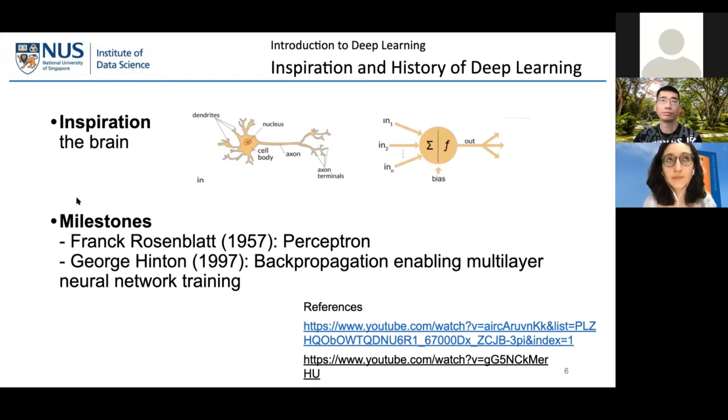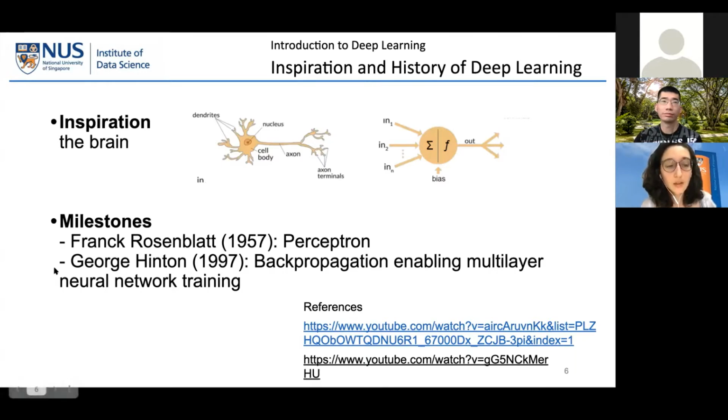However, the inspiration stops here, and it gave the name to the artificial neural network. But behind that, it's not really close to how the brain functions, right? It's just a very simple model of the neuron.